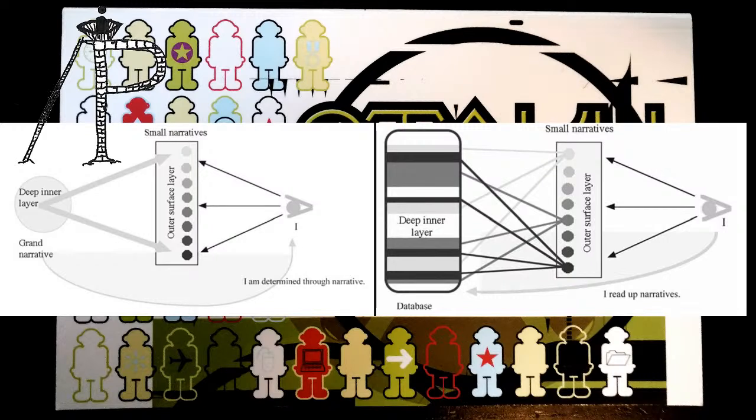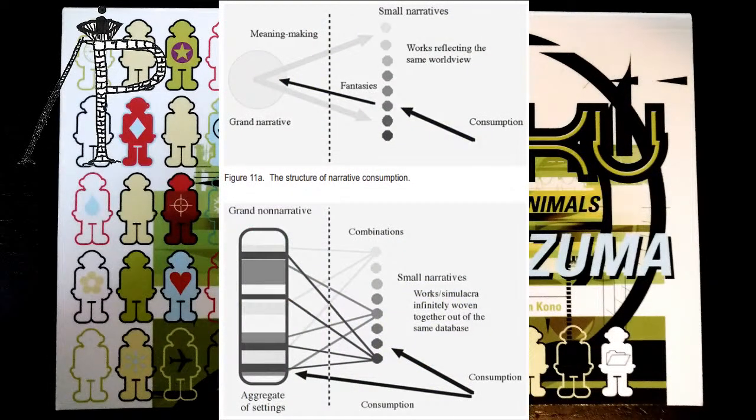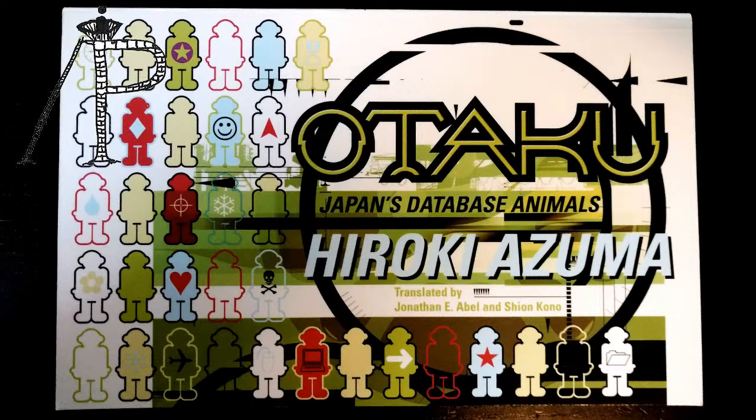Anyway, let's see. Did I use this one already? Okay, yeah, this basically is talking about how we're consuming it, but again, it's a really convoluted mess of a diagram. That's continental philosophers for you, right? We'll just let that stay there.